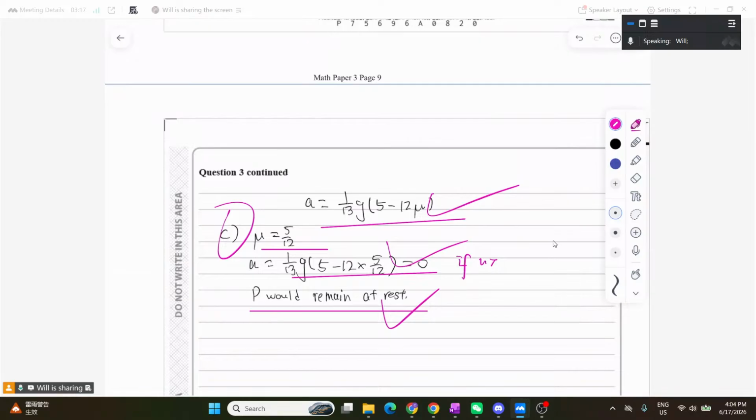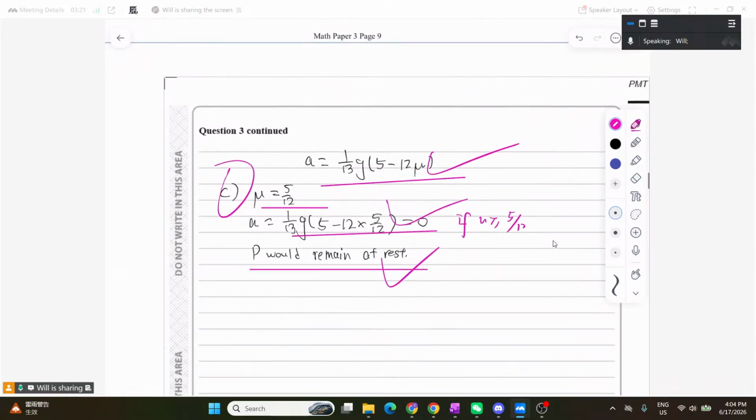Maybe we can get this mark if we write it this way: greater than or equal to 5/12, right? So if the coefficient is greater than or equal to 5/12, then it will remain at rest.